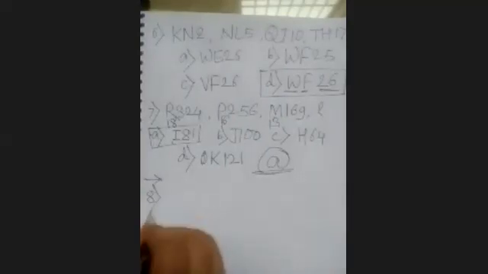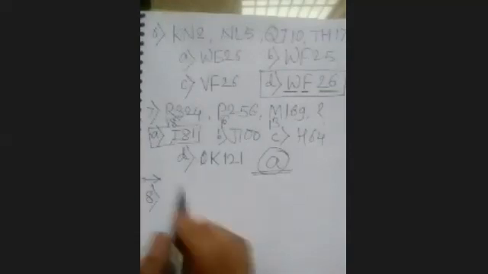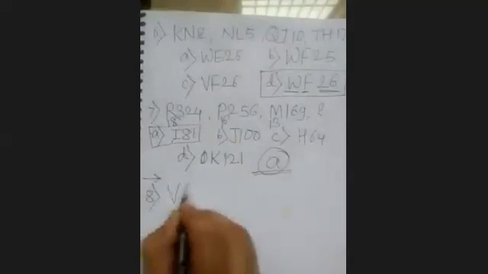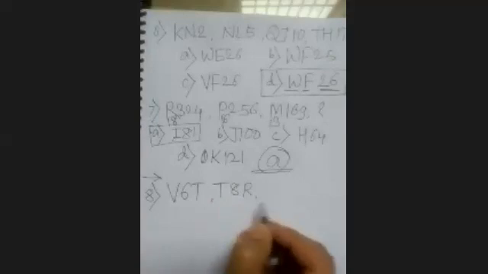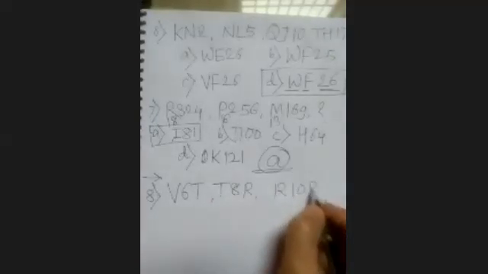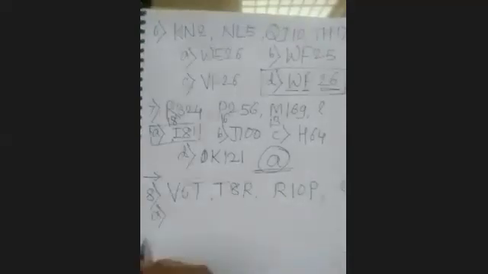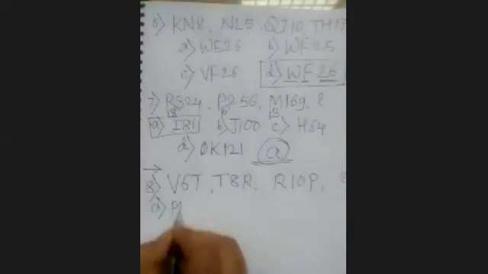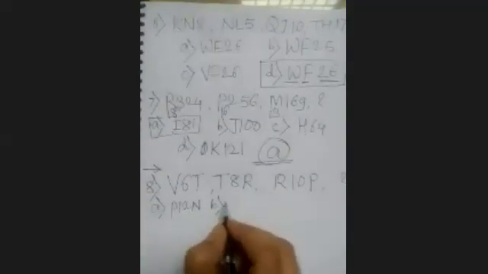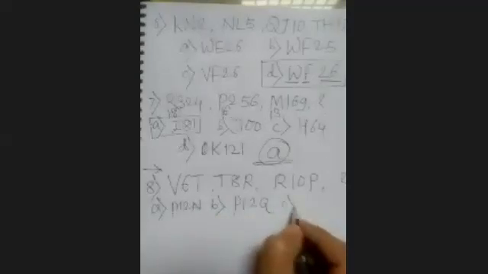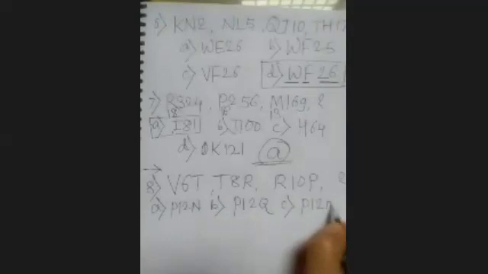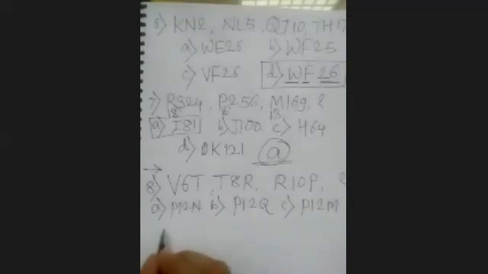Next one. V6E, 8R, 10P, question mark. Option A is P12N, B is P12Q, C is P12M, and D is O11P. Click option A.